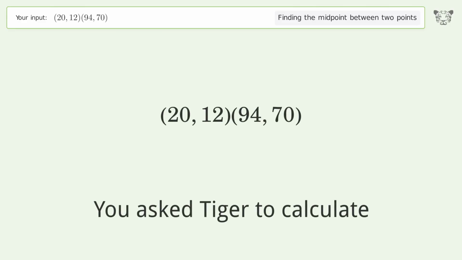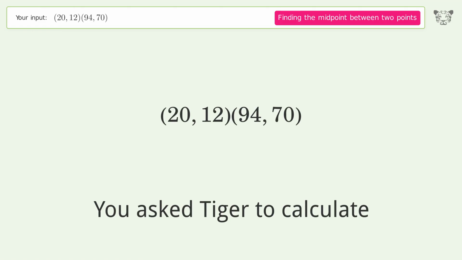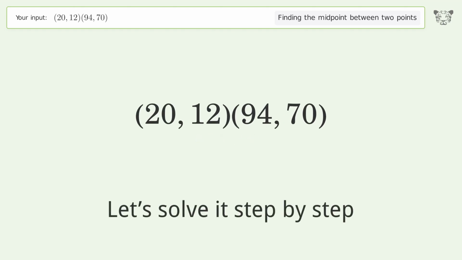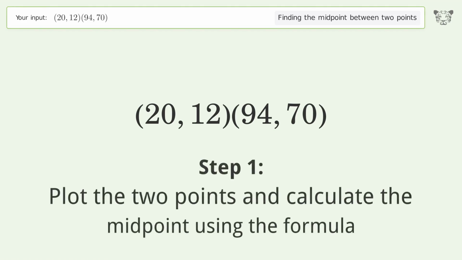You ask Tiger to calculate. This deals with finding the midpoint between 2 points. The midpoint between the 2 points is 57,41. Let's solve it step by step. Plot the 2 points and calculate the midpoint using the formula.